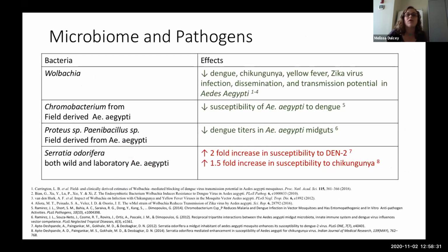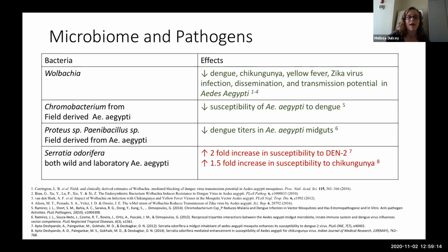However, some studies do look at the microbiome and its specific effect on pathogen transmission. One of the best-known studied ones is Wolbachia, and it has been shown to decrease dengue, chikungunya, yellow fever, and Zika virus in Aedes aegypti. Although this is really well studied, it's not a naturally occurring bacteria in the Aedes aegypti mosquito, but there are other naturally occurring isolates in Aedes aegypti that have also been shown to have effects on pathogens. Some of them include Chromobacterium, Proteus species, and Paenibacillus species, both showing decreased dengue in Aedes aegypti.